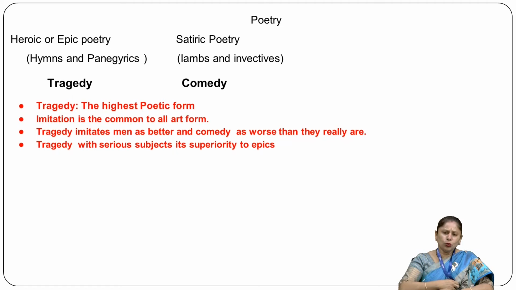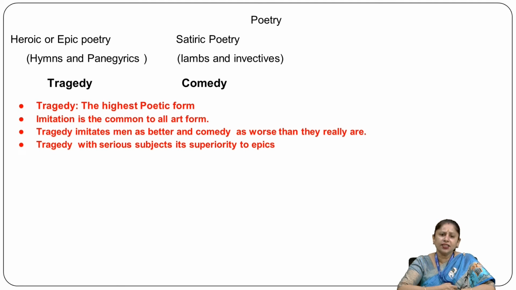Now look, this is the most important point which you should remember about Poetics, what is clearly mentioned regarding poetry. Heroic or epic poetry, satiric poetry. Here, heroic poetry is related with hymns and panegyrics, and satiric poetry deals with iambs and invectives. Tragedy and comedy both are written over here. Tragedy deals with heroic or epic poetry, and comedy deals with satiric poetry.